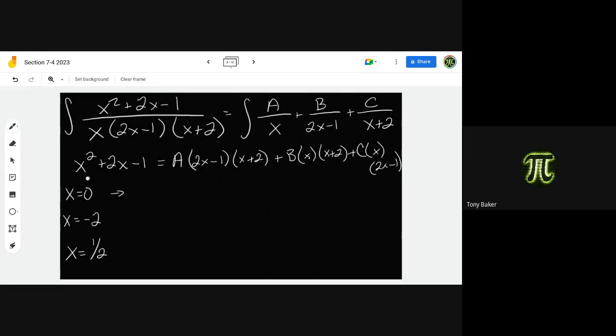All right, so if we do 0, this side becomes just negative 1 equals A times negative 1 times 2. And the B and the C both cancel out. Any questions on how I got that? Because in all honesty, this is probably the hardest part of the problem, as long as you can factor.